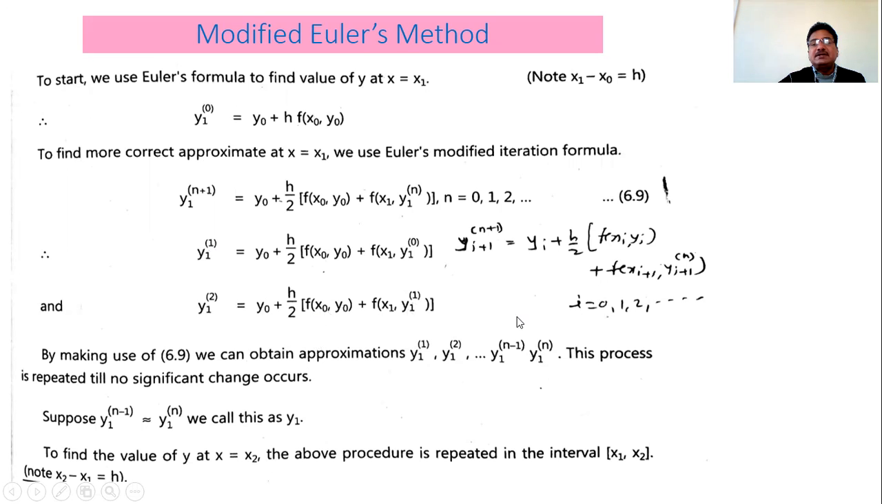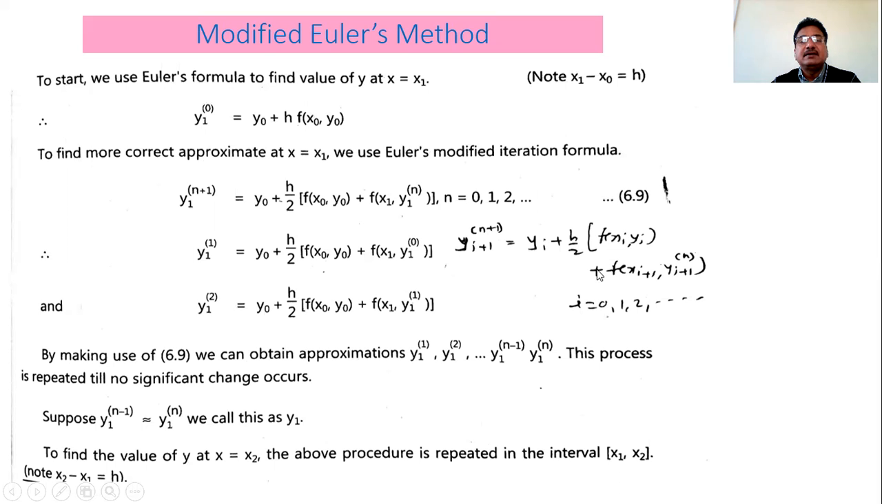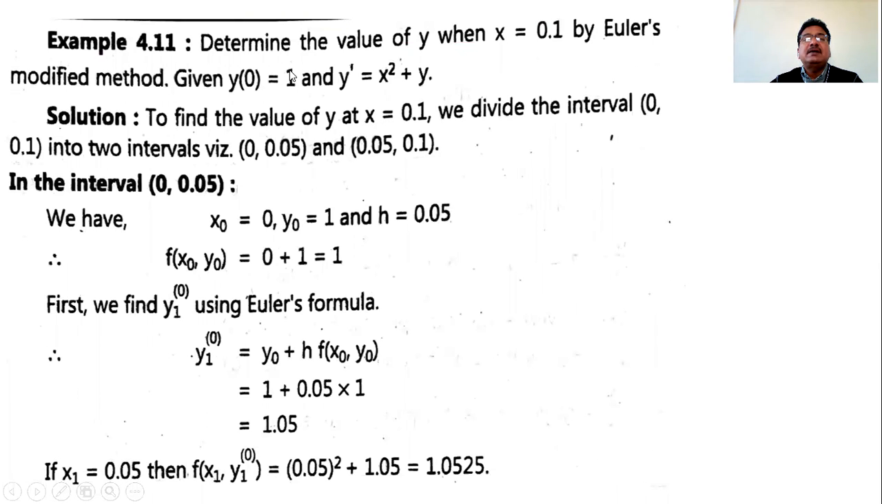That is, if two answers match up to 2 or 3 decimal places, then stop finding these values of y1. The final value of y1 is the final value obtained in this process. In this way, we finalize y1. Similarly, finalize y2, y3 by using these formulas. Now we'll see an example of modified Euler's method.